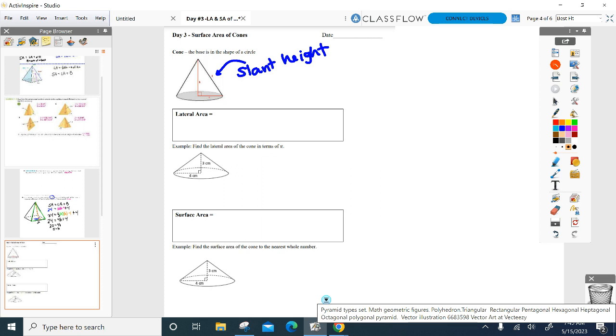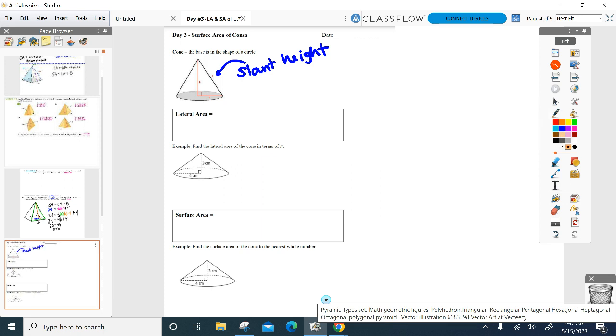So you have a height in a cone, and you have a slant height in a cone. And to complete that right triangle, remember we took half the base on Friday for the pyramid. Now we're just going to take the radius. Okay, we're going to take the radius.